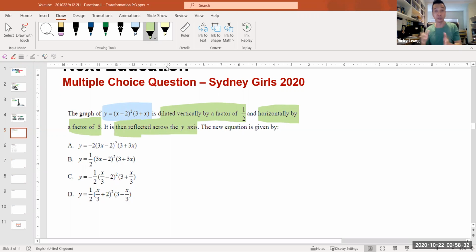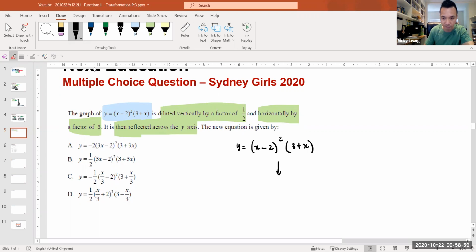If they give you order, then you must go by that order. If they don't give you order, then you go reflection first. In this case, reflection's last. I think that does change things, especially if it's reflected on the y, because a negative has to go inside where the x is. So let's start this. We're basically going to start off with an original function that looks like this, and I'm going to transform this and get the equation.